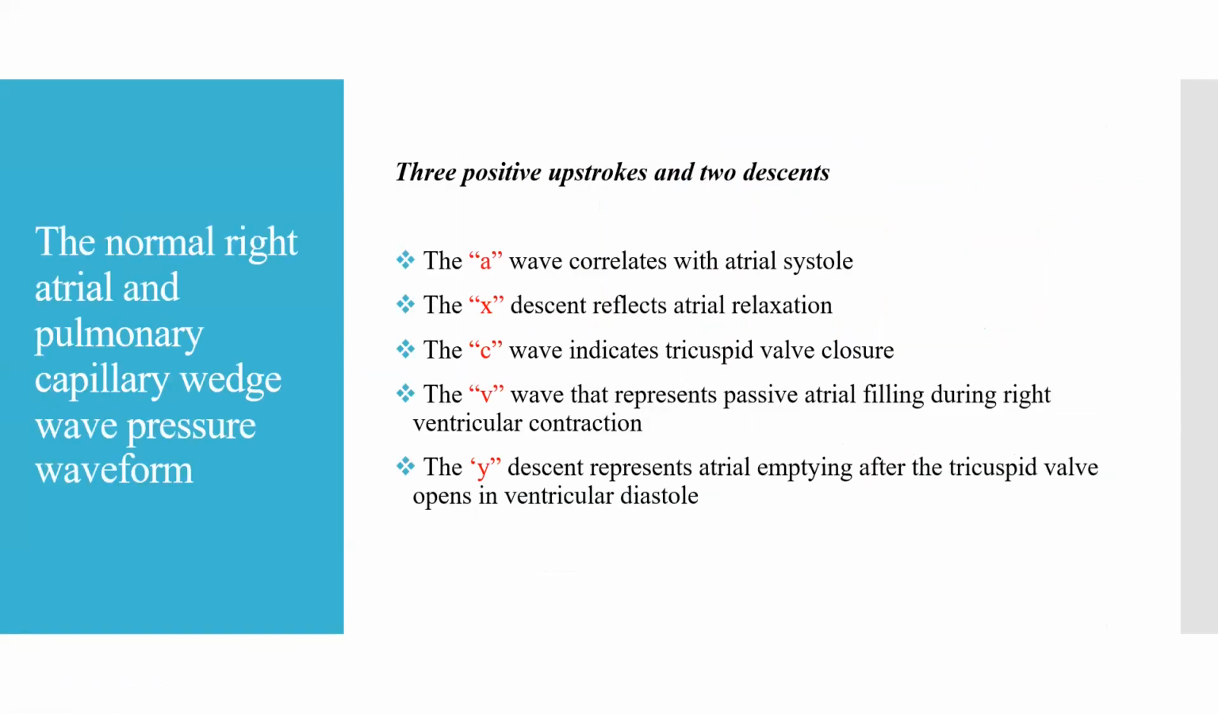How about the right atrial pressure? It's important to know about the right atrial pressure in particular for some diseases, because it has 3 positive upstrokes and 2 descents. The A wave correlates with atrial systole. The X descent reflects atrial relaxation. The C wave indicates tricuspid valve closure. The V wave represents passive atrial filling during right ventricular contraction, and the Y descent represents atrial emptying when the tricuspid valve opens in ventricular diastole.